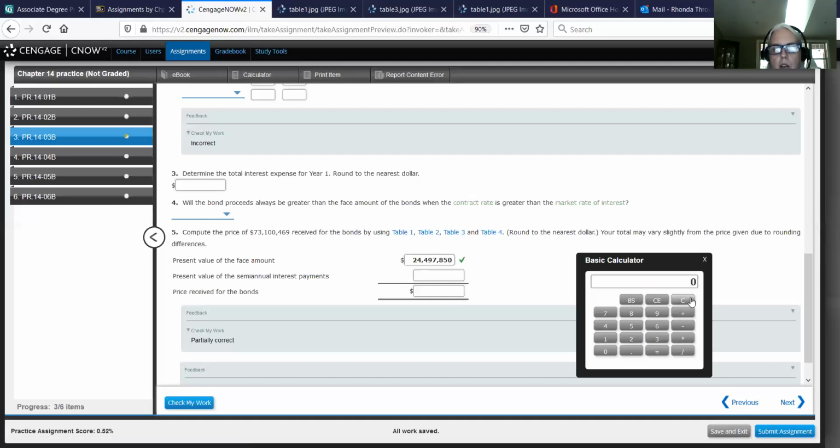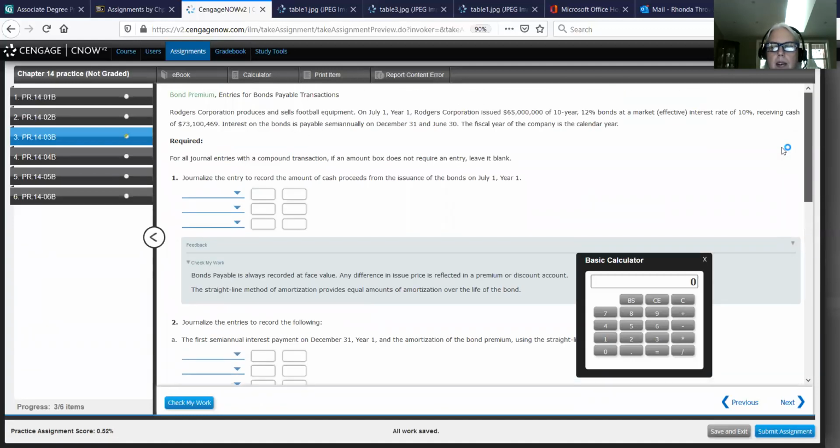So bear with me just a second. There's really 2 parts to the calculations of this. So I'm going to go back to our face value, which was given in this problem at 65 million. I'm going to multiply this first by the contract rate of interest, which was 12%, but since we are calculating semi-annual interest, we've got to divide this 12% by 2. So I'm going to multiply my face value times 6%. This will give you your bond interest payment amount.